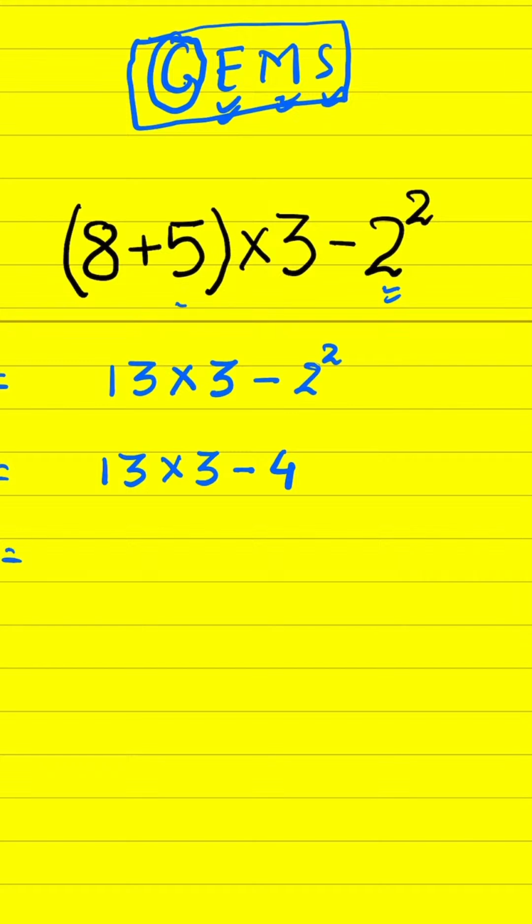Now before subtraction we will do multiplication. 13 times 3 is 39. So 39 minus 4 is 35.